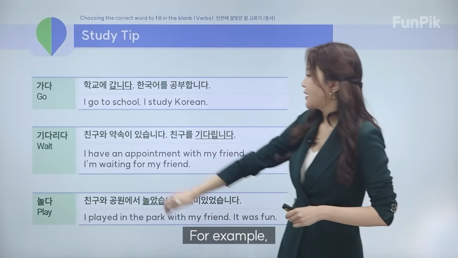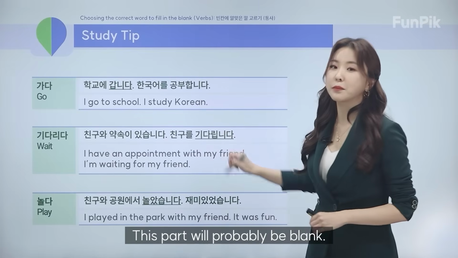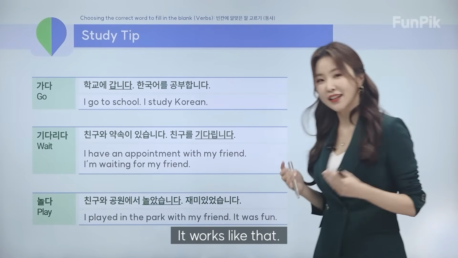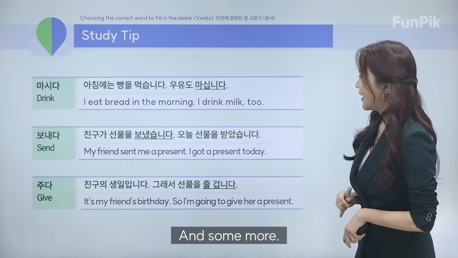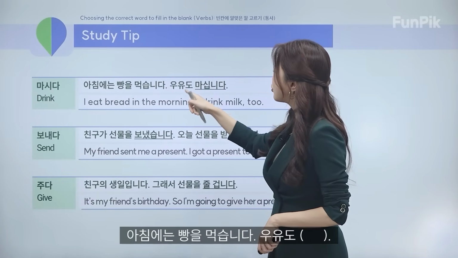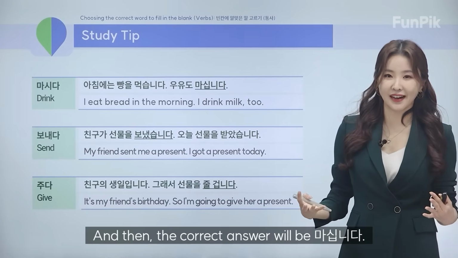For example, 친구와 약속이 있습니다. 친구를 괄호. So this part will probably be blank. And the correct answer is this. It works like that. And some more. 마시다. 아침에는 빵을 먹습니다. 우유도 blank. And then the correct answer will be 마십니다.